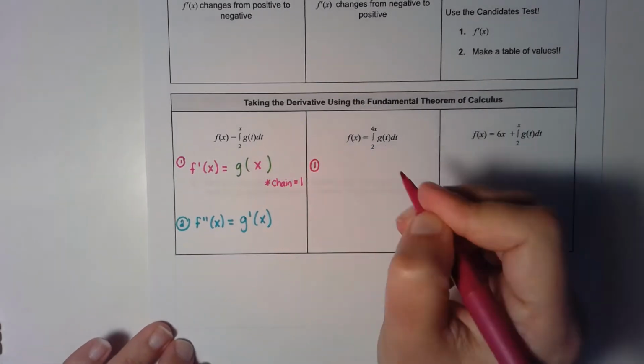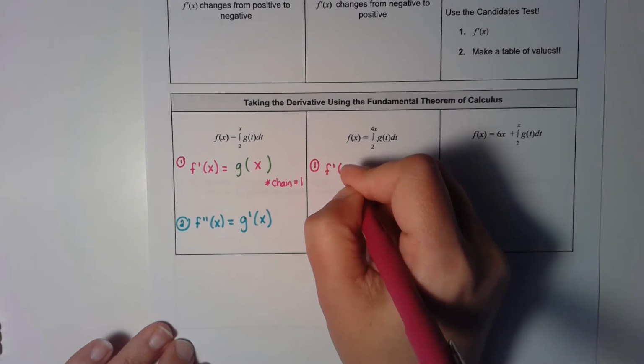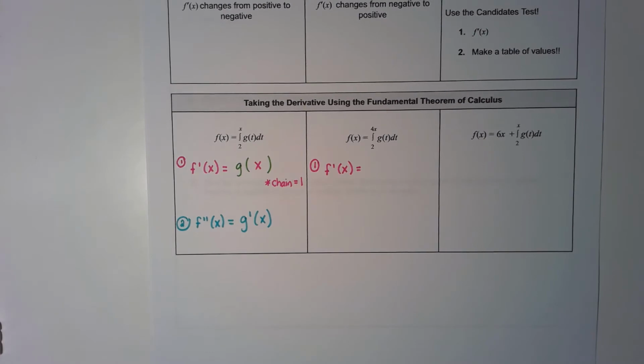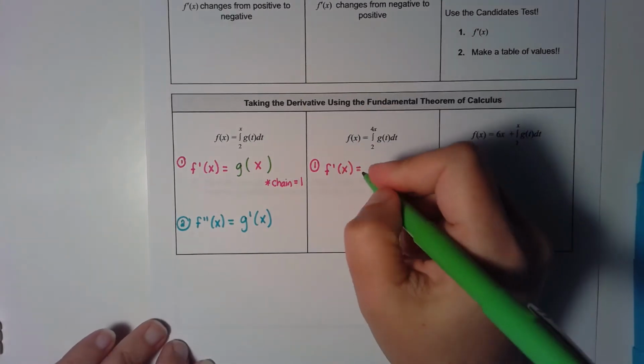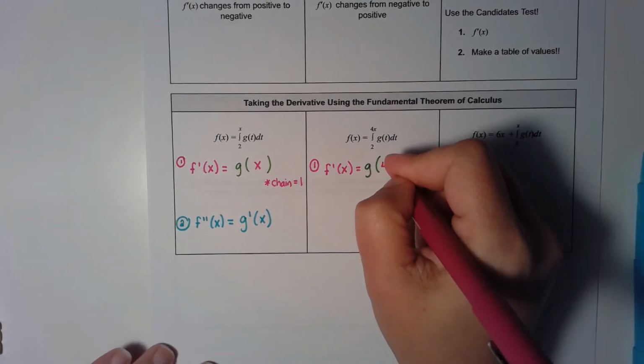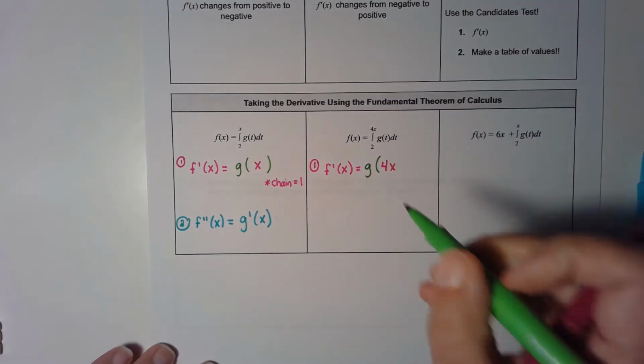For the second question here, we're going to take the first two derivatives. So the first derivative, I'm going to find f prime of x. Like I said before, the fundamental theorem says that when you take the derivative, the g function just stays the same, and you end up plugging in your bound, which is 4x.